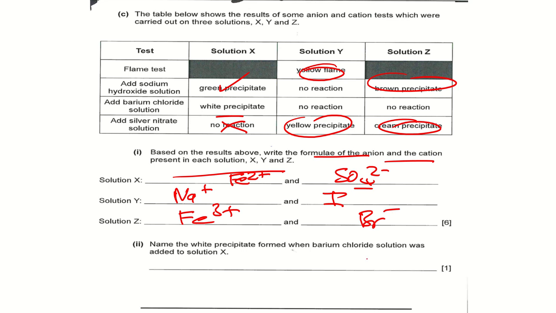Name the white precipitate formed by the barium chloride solution. Well, it tells me to name it, not write the formula, so I'm going to do exactly that. It is barium sulfate. There you go, guys. That's lots of questions done. If you can do those, you are going to have very few, if any, problems in the test for ions and gases questions. So good luck. All the best.